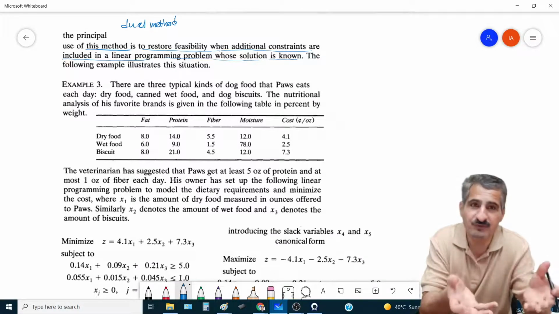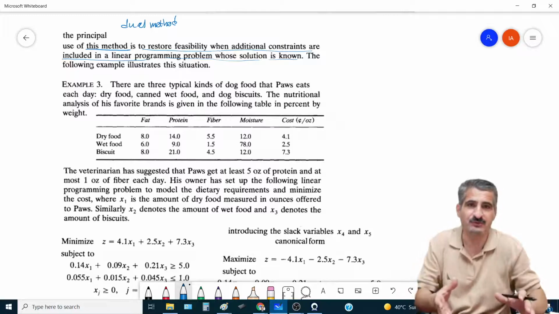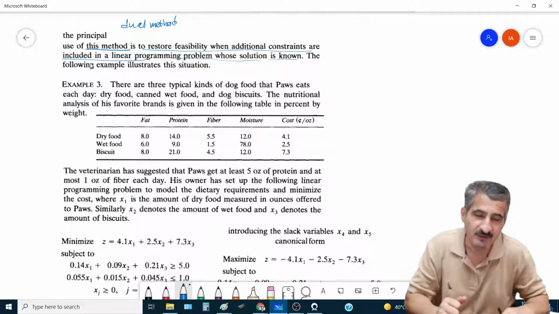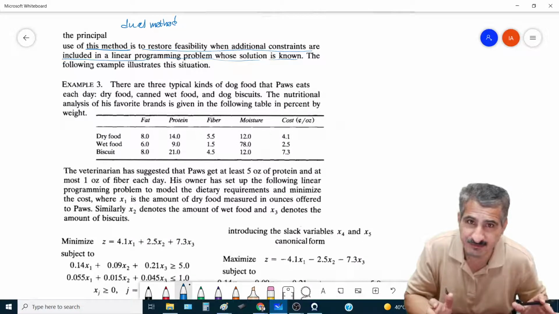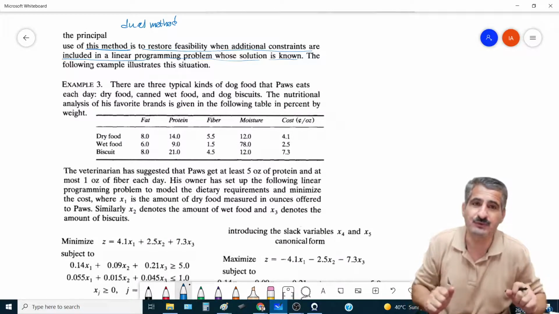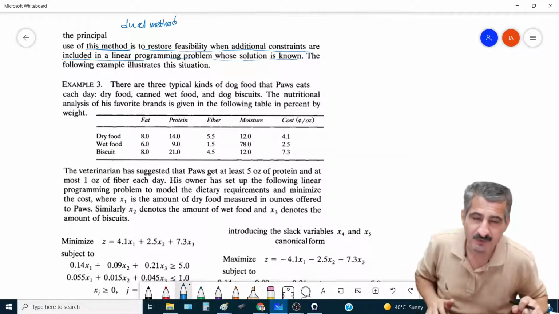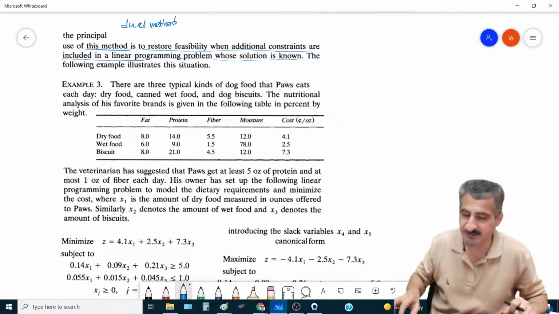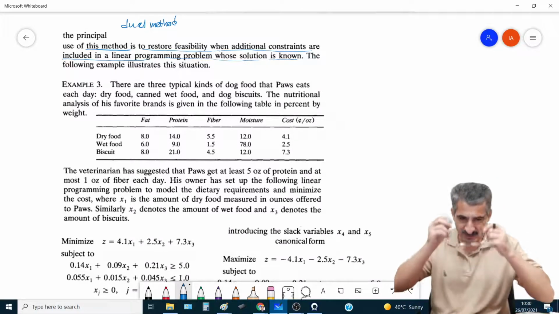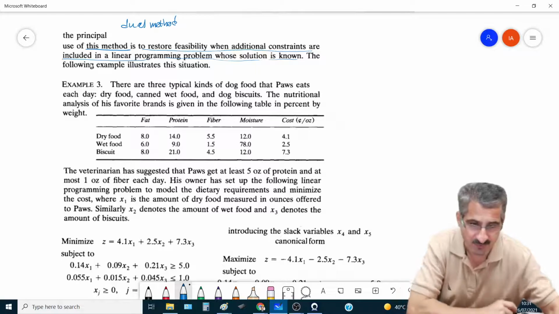How to restore feasibility? Adding one more constraint makes the solution we have become infeasible. How to restore the feasibility? This is what the dual simplex method is about. And we will see that through the following example.